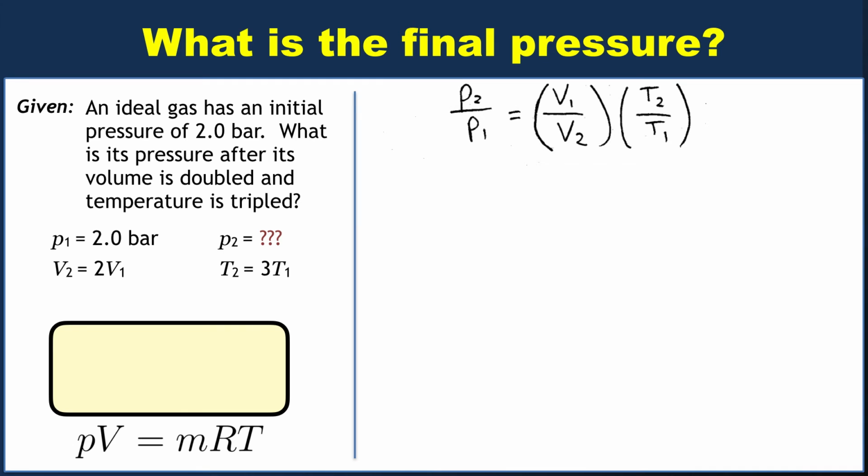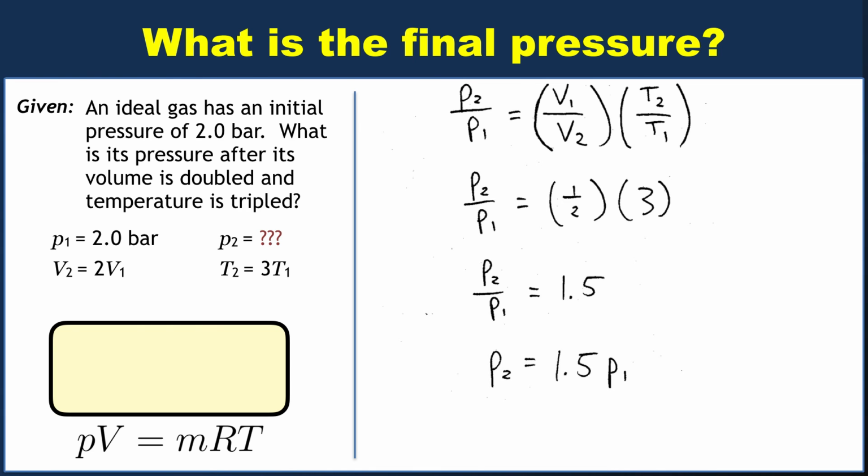Now we can plug in our ratios, right? We need V1 over V2, so V1 over V2 is 1/2. It's not 2. T2 over T1, well, that is 3, so we'll plug in those numbers. And now we get P2 over P1, it's 1/2 times 3, which is 1.5. We don't have the answer yet, but we're pretty darn close. Now we just need to solve for P2.